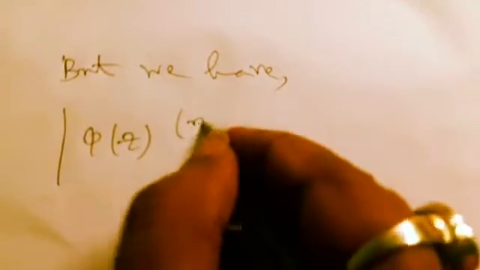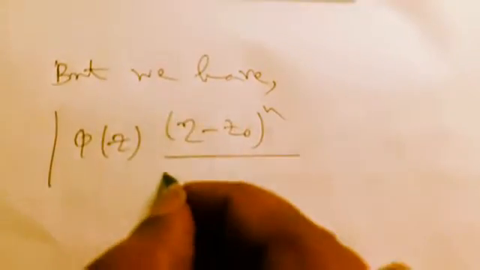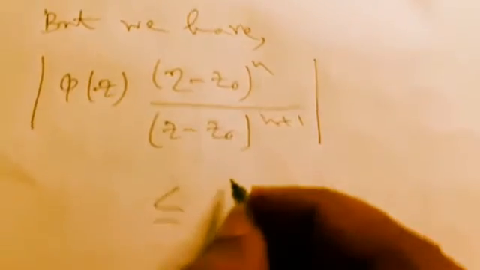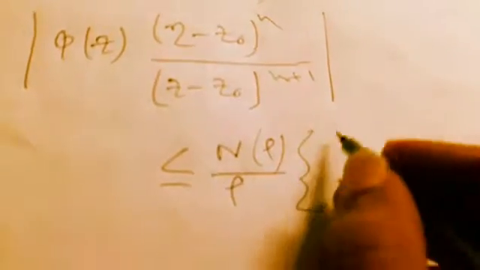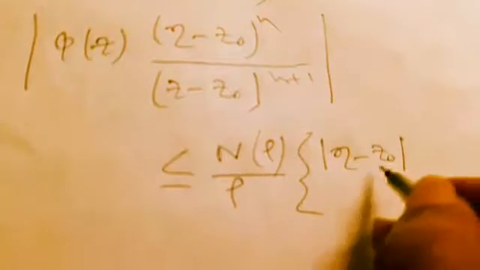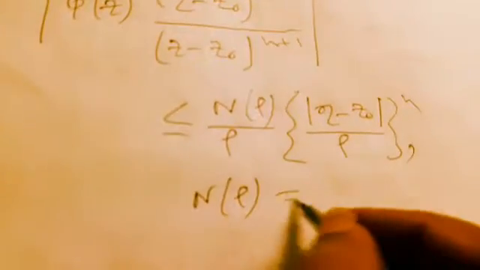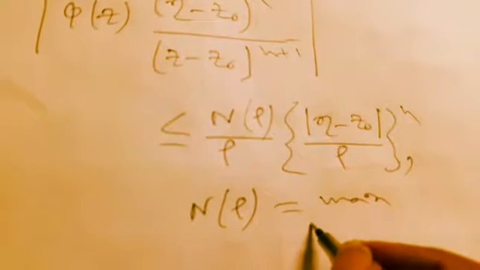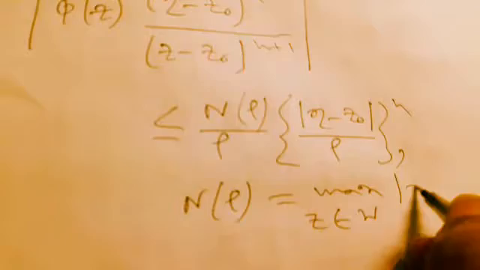But we have mod of phi z times eta minus z0 whole to the power n by z minus z0 whole to the power n plus 1 less than or equal to some constant, if we consider it as M rho by rho into mod of eta minus z0 by rho whole to the power n, where M rho is the maximum value of mod of phi z, with z belonging to the curve omega.